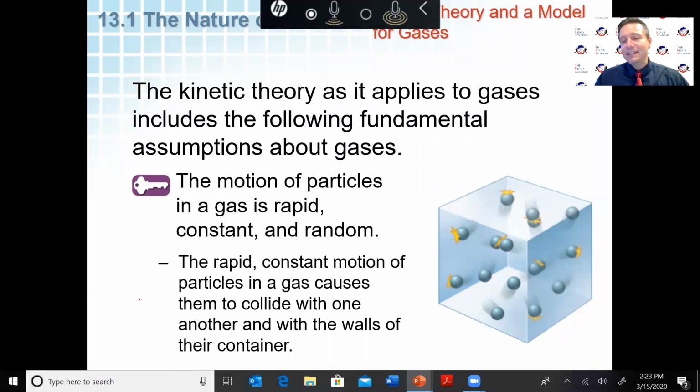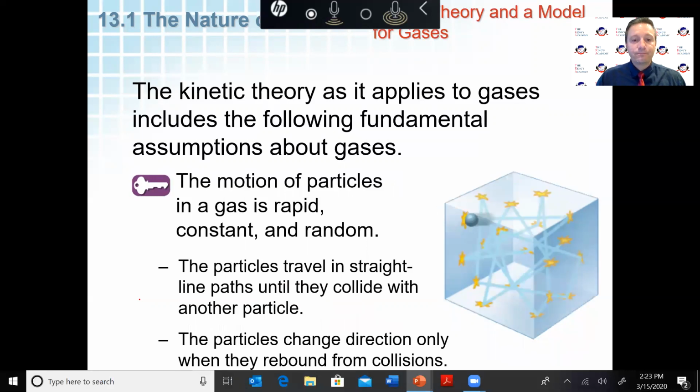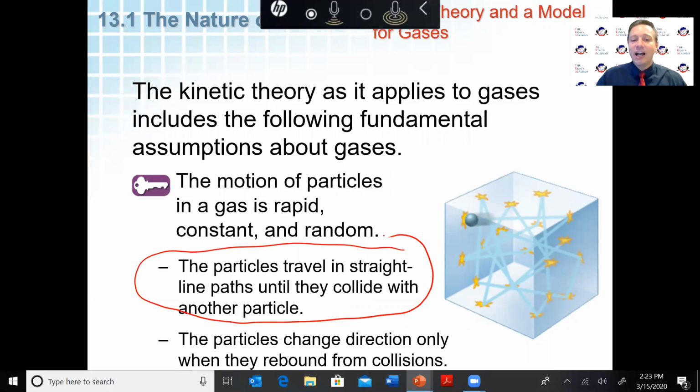Well, we realize that if it's in a container, it is going to be striking the container and bouncing back. There's no way for it to escape. That's why we have it in a container. So that still falls along the lines of motion is constant, rapid, and random. So when we talk about this motion, it is in a straight line. So we want to make sure we notate that it is in a straight line until it strikes something.